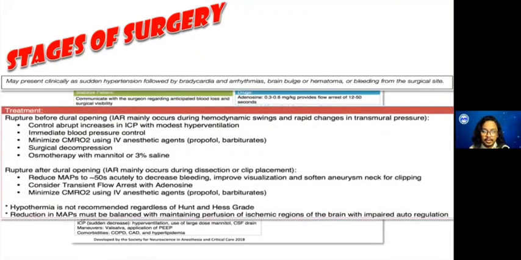If the rupture occurs after dural opening, usually during aneurysm dissection or clip placement, the overall goals are still similar. The anesthesiologist may be asked to transiently and acutely reduce MAP to decrease bleeding, improve visualization, and soften the aneurysm neck for clipping. Transient flow arrest can be employed or requested for precisely the same goal, but usually for giant aneurysms. Similarly, decreasing CMRO2 lessens the metabolic requirements of affected and potentially ischemic areas of the brain. Of note, hypothermia is not recommended regardless of Hunt and Hess grade.